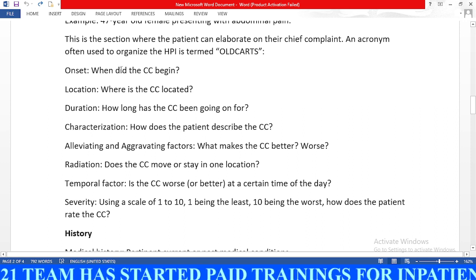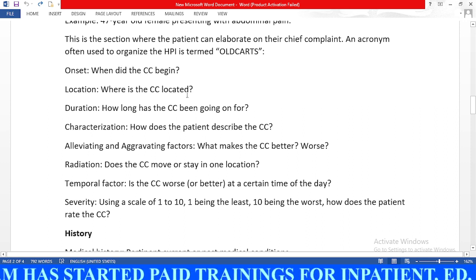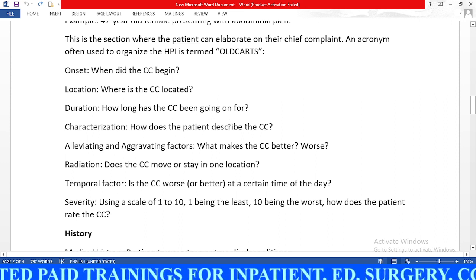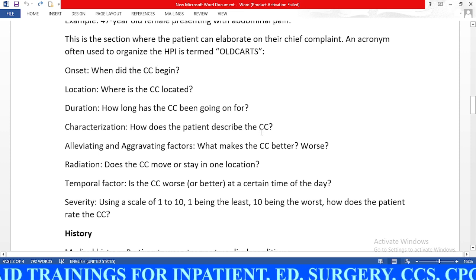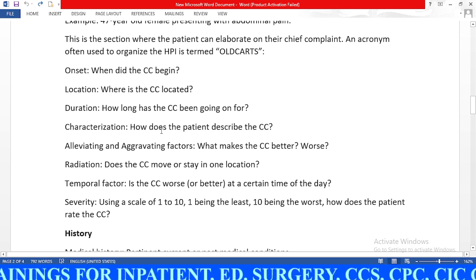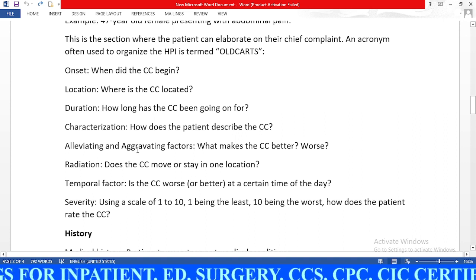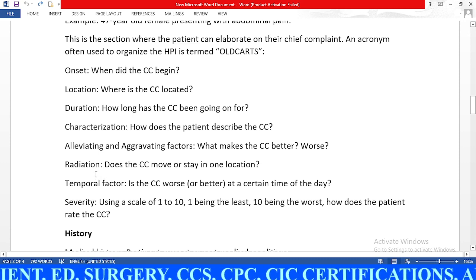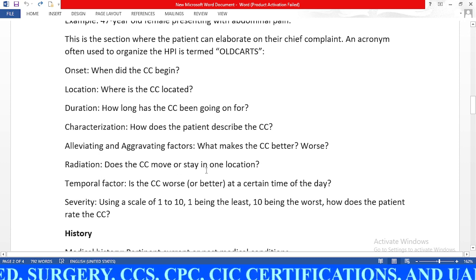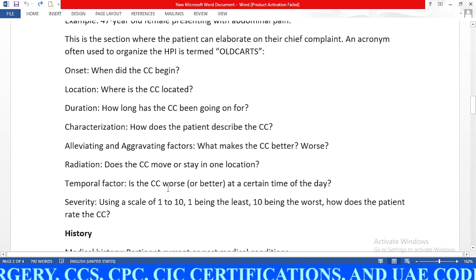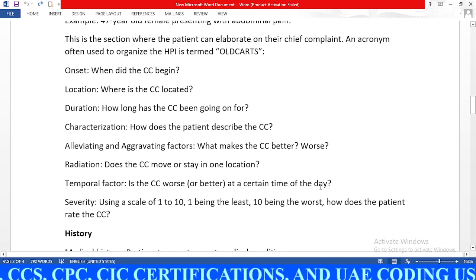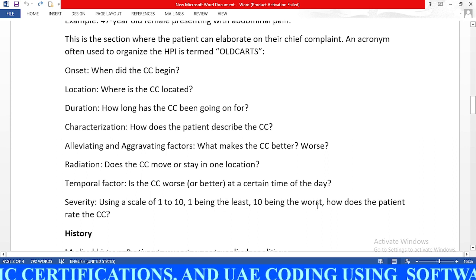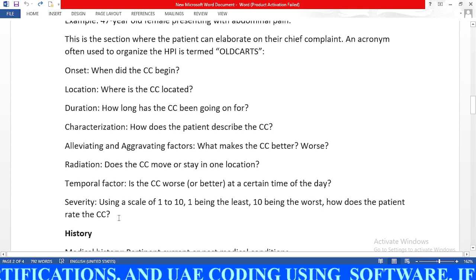At what time did the chief complaint begin? Location, where is the chief complaint located? Duration, how long has the chief complaint been going on for? Characterization, how does the patient describe the CC? Alleviating and aggravating factors. What makes the chief complaint better or worse? Next one, radiation. Does the chief complaint move or stay in one location? Temporal factor. Is the chief complaint worse at a certain time of the day? Severity. Using a scale of 1 to 10, 1 being the least, 10 being the worst, how does the patient rate the chief complaint?